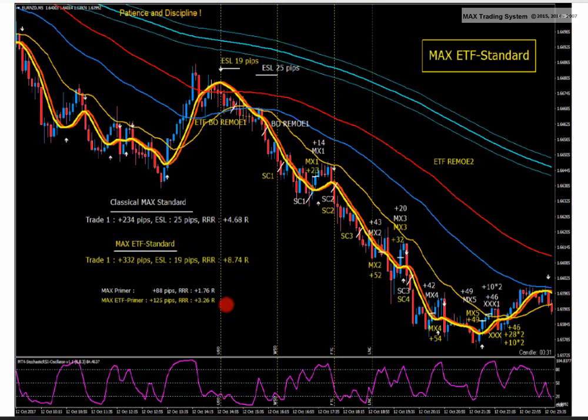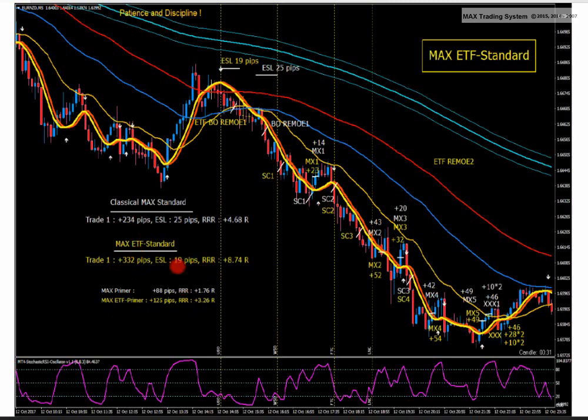So a nice increase compared to the max primer, whatever the level of the max primer. But with the max ETF standard, because we have been able to open the trade earlier like previously, and to make an earlier scale-in, we have 1 additional scale-in. So 1 initial entry, 1 scale-in, the same MX here, the same scale-in here, another scale-in, another MX, scale-in, MX, MX, MX, and the final XXX in the same place. The profit is even larger, by approximately 100 pips.